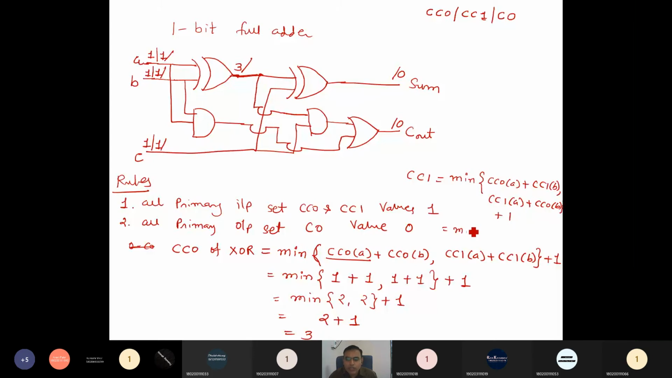Right? So what is this CC0 value? CC0 value is 1. What is CC1 value? CC1 of B is also 1. CC1 of A is 1. CC0 of B is also 1, plus 1. So minimum of 2 comma 2 is 2. So 2 plus 1 is equal to 3. So the CC1 value of the XOR gate is also 3. Is it clear? Any questions?